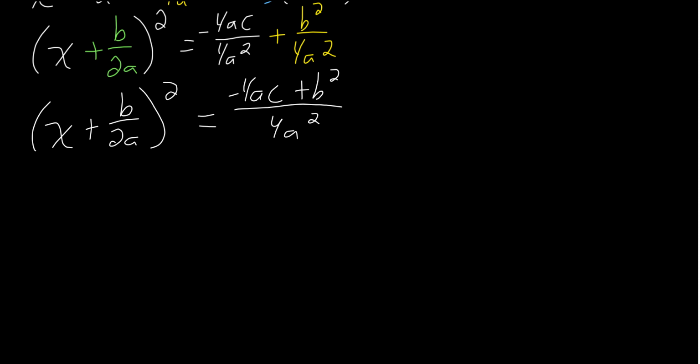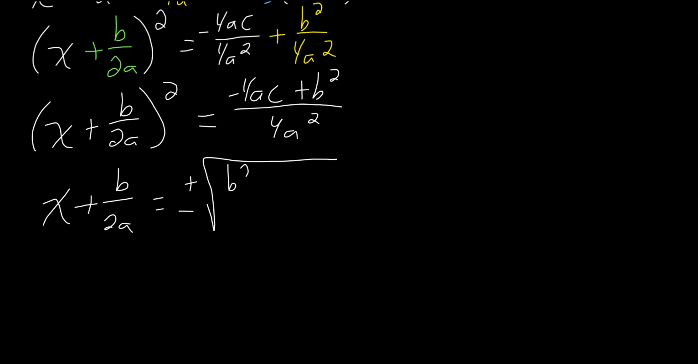All right, at this point, now I need to take the square root of both sides. So by doing such, I've got x plus b over 2a is equal to plus or minus the square root of, now that numerator is negative 4ac plus b squared, okay? Well, now I know I could write that as what? B squared minus 4ac. And now everything should be coming together, huh? Over 4a squared, okay?